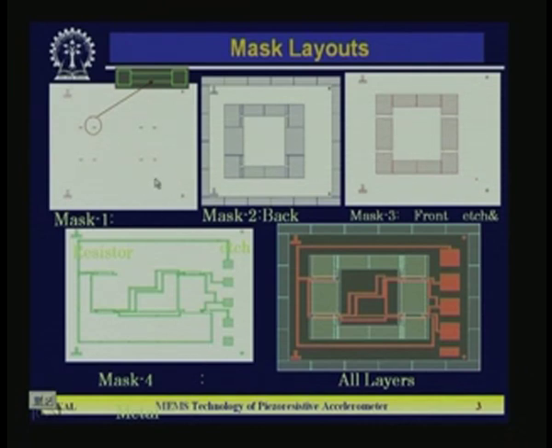Mask number 1 is the resistor mask, mask number 2 is the backside etching mask, mask number 3 is the front etch and contact window, and mask number 4 is the metal line. These are the 4 masks, and if all 4 masks are overlapped, then all the layers together look like that. So a resistance mask, one resistance looks like here, it is shown here. For the backside, one front and one backside mask are required, because you are going to etch the complete thickness of the silicon by bulk micromachining technology.